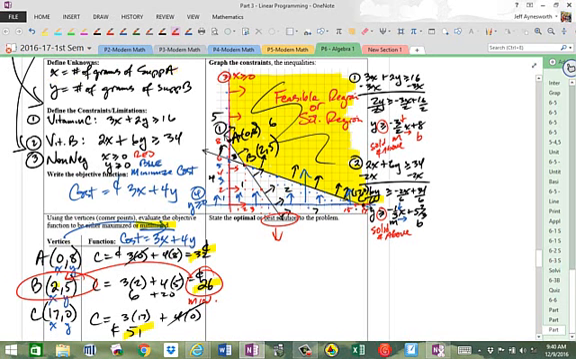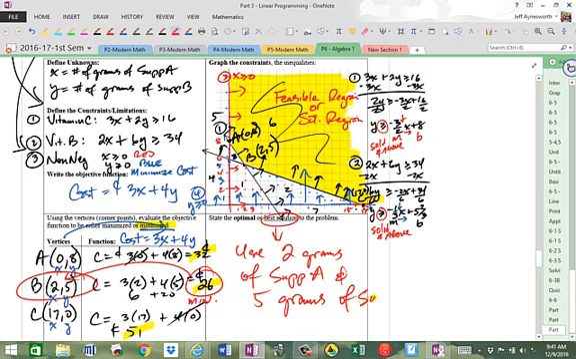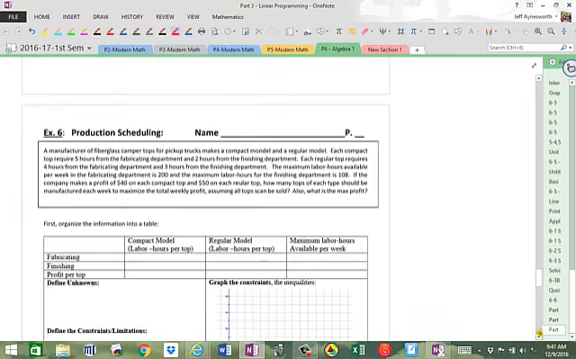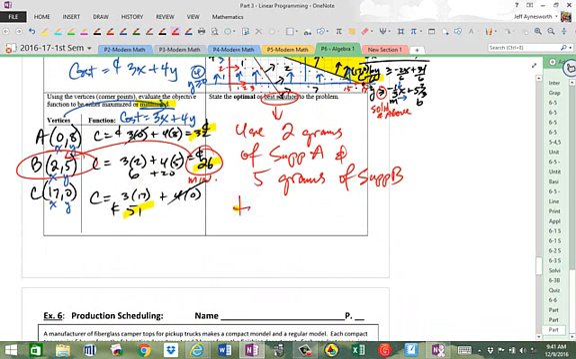So here we go. The best solution would be to use 2 grams of supplement A and 5 grams of supplement B to minimize the cost, which in this case is going to be equal to 26 cents. This is per gram. So 26 cents.